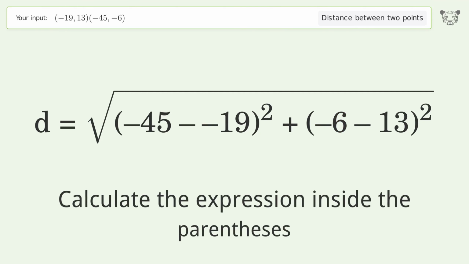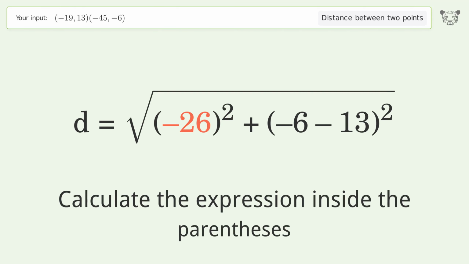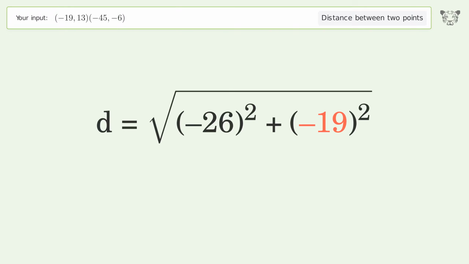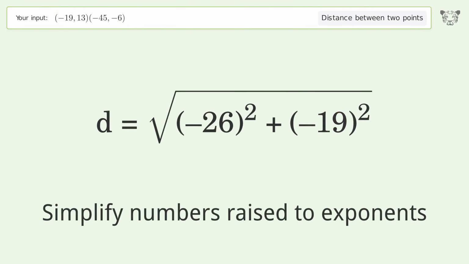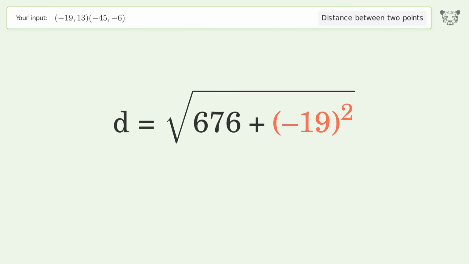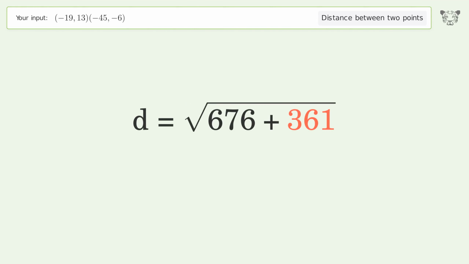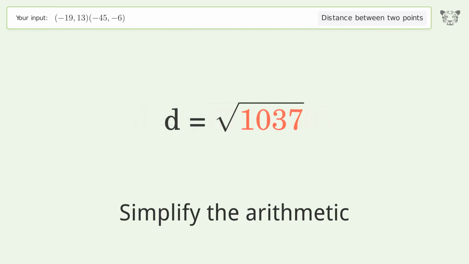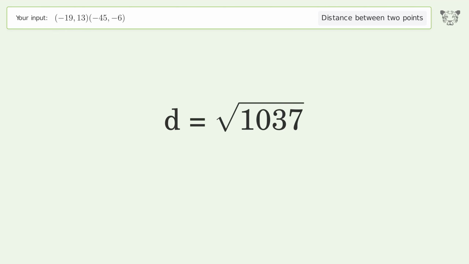Calculate the expression inside the parentheses. Simplify numbers raised to exponents. Simplify the arithmetic. And so the distance between the 2 points is the square root of 1037, or 32.202.